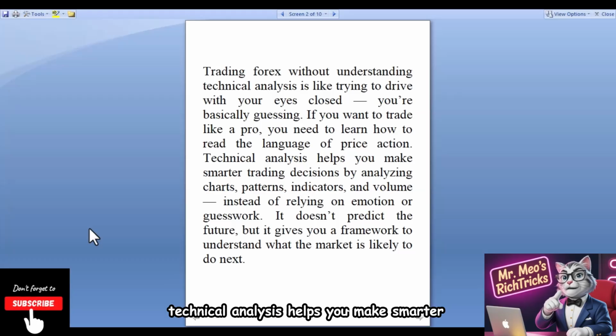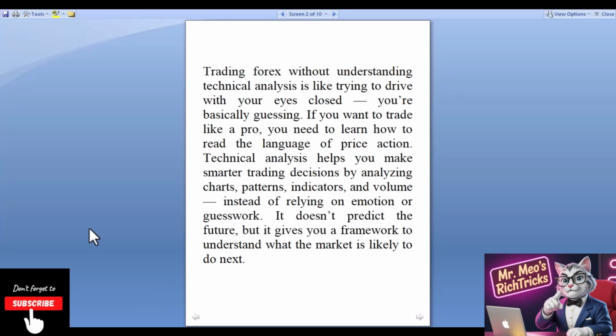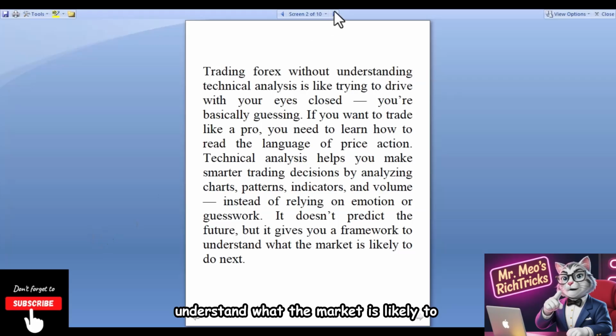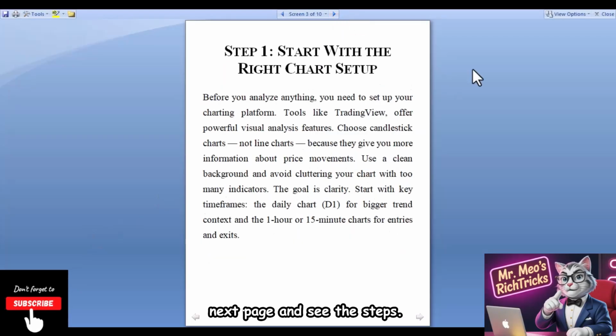So, technical analysis helps you make smarter trading decisions by analyzing charts, patterns, indicators, and volume. So instead of relying on emotions and guesswork, it doesn't predict the future, but it gives you a framework to understand what the market is likely to do next. So now, let's go to the next page and see the steps.